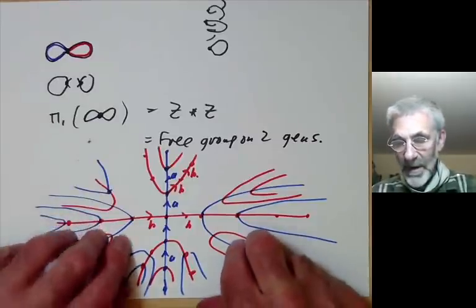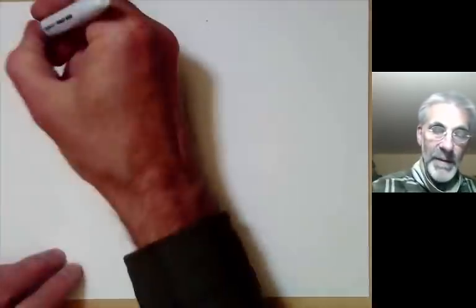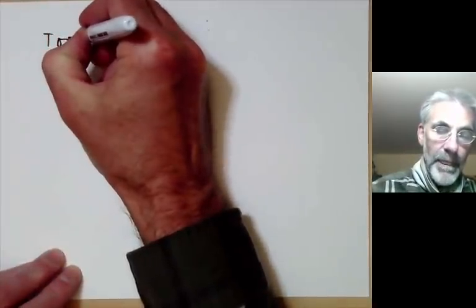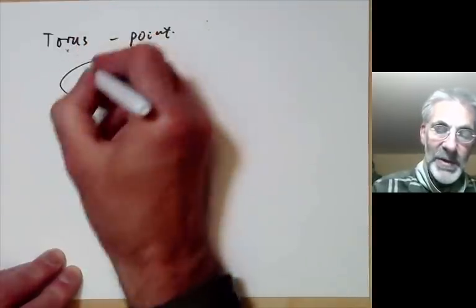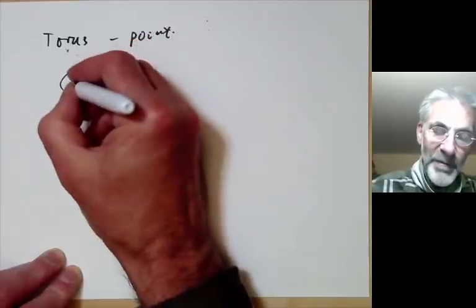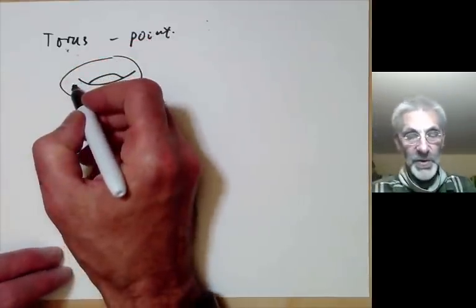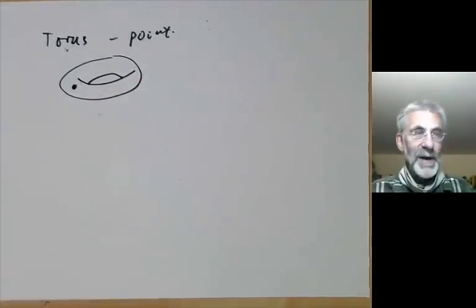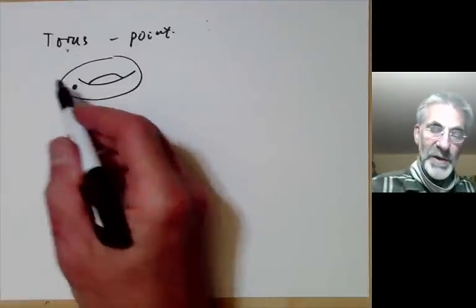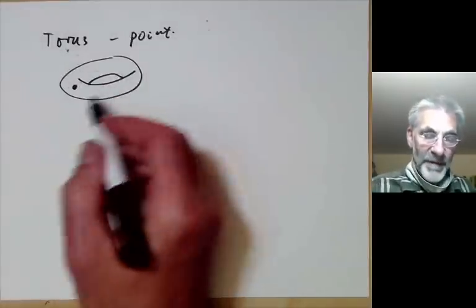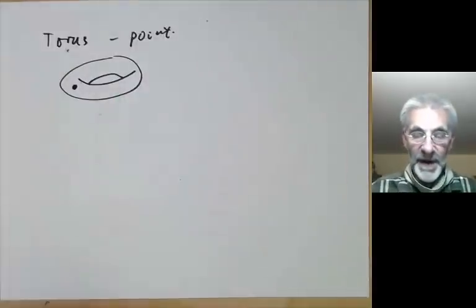Next example, let's try and do a torus minus a point. So what I'm going to do is take a torus, and then poke a single hole in it. That's not a base point. I've actually punctured the torus, and ask what the fundamental group of that is. Well, one very useful trick when you're trying to work out the fundamental group of a space is you should first simplify it a bit.